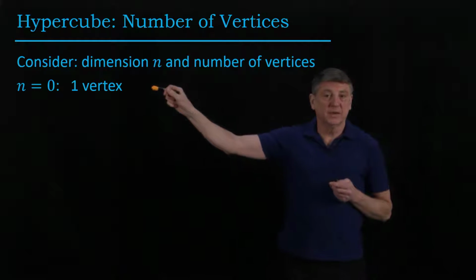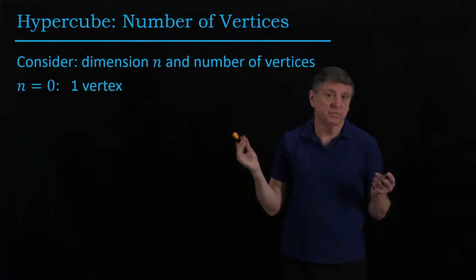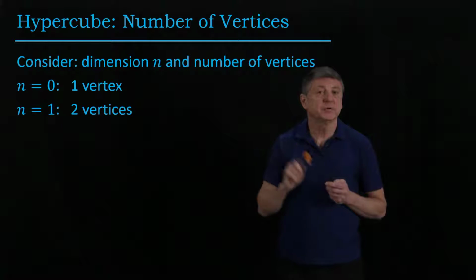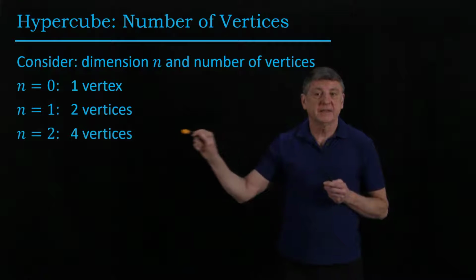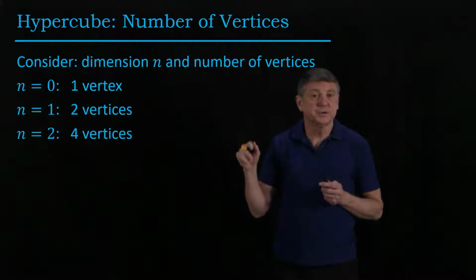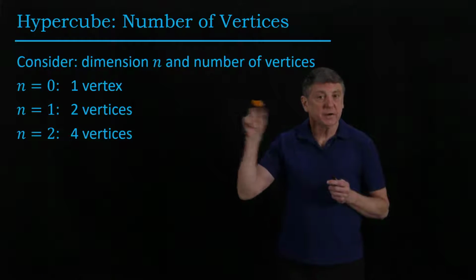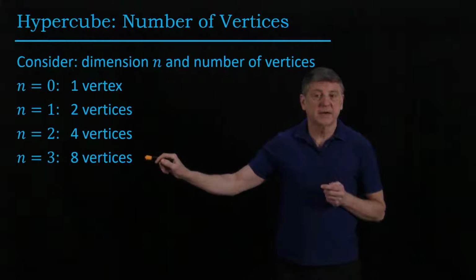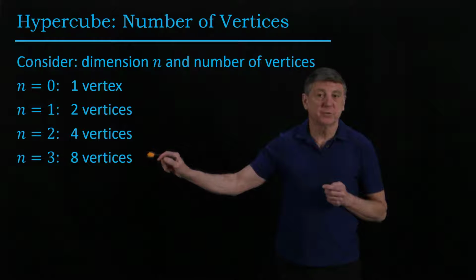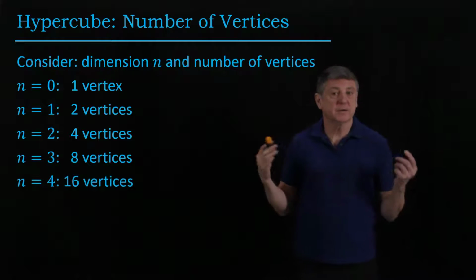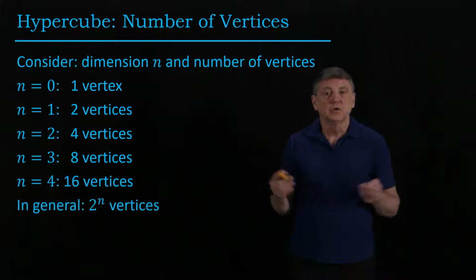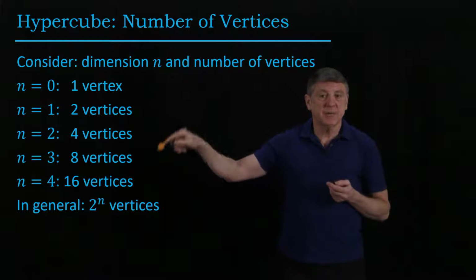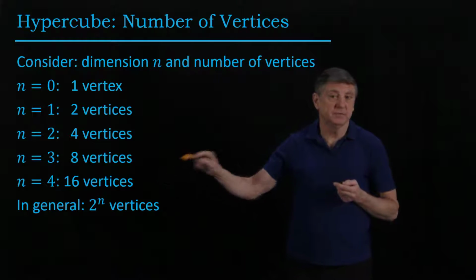Well, if n equals 0, a point, there's only one vertex. If n equals 1, that's a line segment, and there are two vertices. If n equals 2, we're in 2D, and that means we have a square, and there are 4 vertices. Similarly, by the time we get up to n equals 3, for a cube we get 8. For a tesseract, there are 16, and so on. So what we have in general is that for n dimensions, a hypercube has 2 to the n vertices.